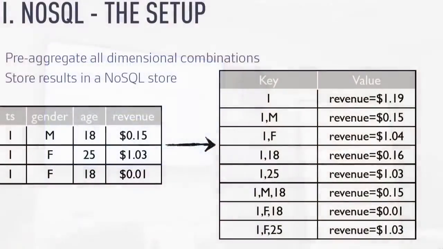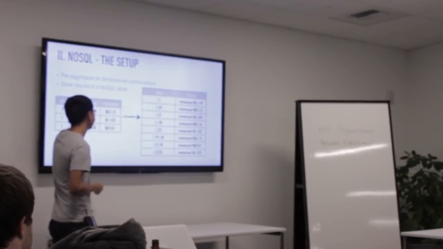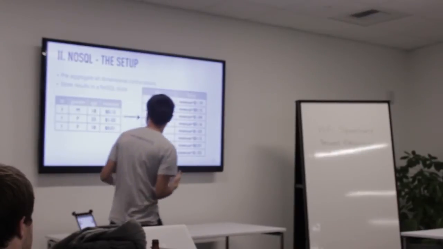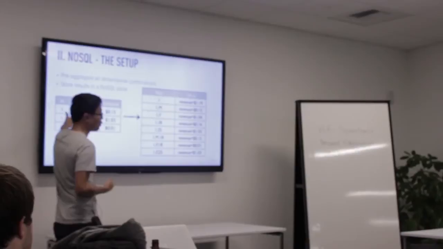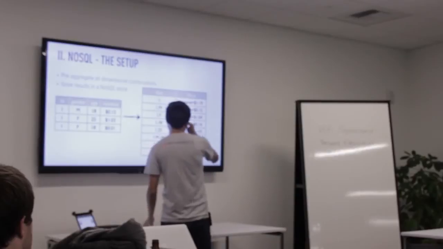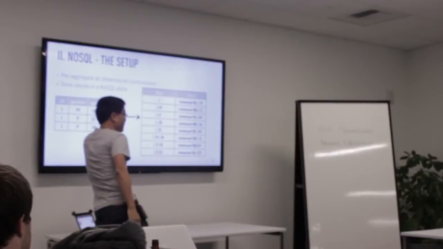Because HBase is a key value store, there were certain limitations as to how you could use it for data exploration. Basically, let's say you had a very simple data set here. There's a timestamp dimension, there's a gender dimension, there's an age dimension, and there's a revenue metric. If I wanted to know how much money I made when the timestamp is equal to 1, the value that you end up having to store in a system like HBase is basically your key is equal to 1, and then your revenue is the sum of these three.